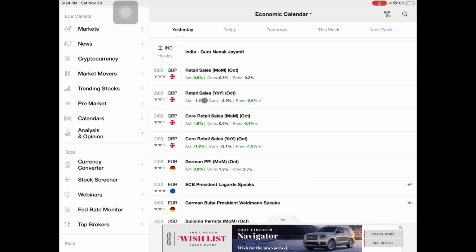This is the retail sales year over year. Retail sales year over year came in at 1.3%, and they were expecting 2.0%. So that's a miss. Another news for this is core retail sales, which was up 1.6%, which is a beat, and they were expecting 0.6%, which is definitely a beat. And the core retail sales year over year came in negative, a miss, at 1.9%. They were expecting 3.1%.